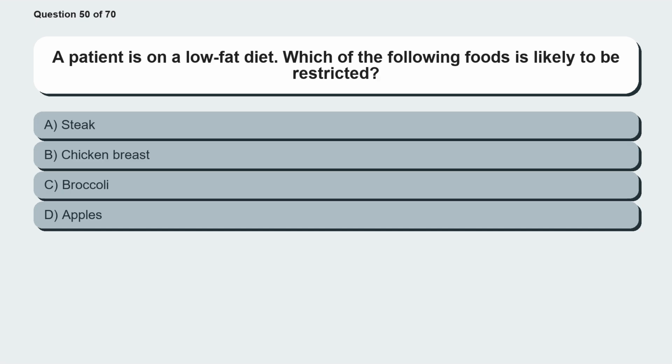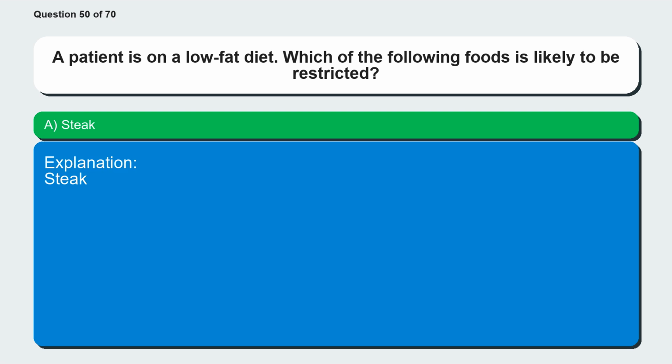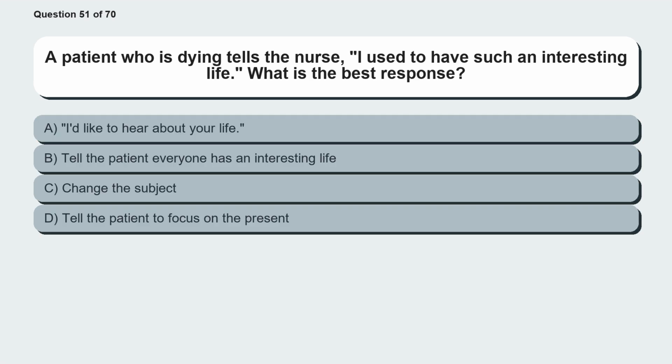Question 50. A patient is on a low-fat diet. Which of the following foods is likely to be restricted? Option A, steak. Option B, chicken breast. Option C, broccoli. Option D, apples. The correct answer is option A, steak.